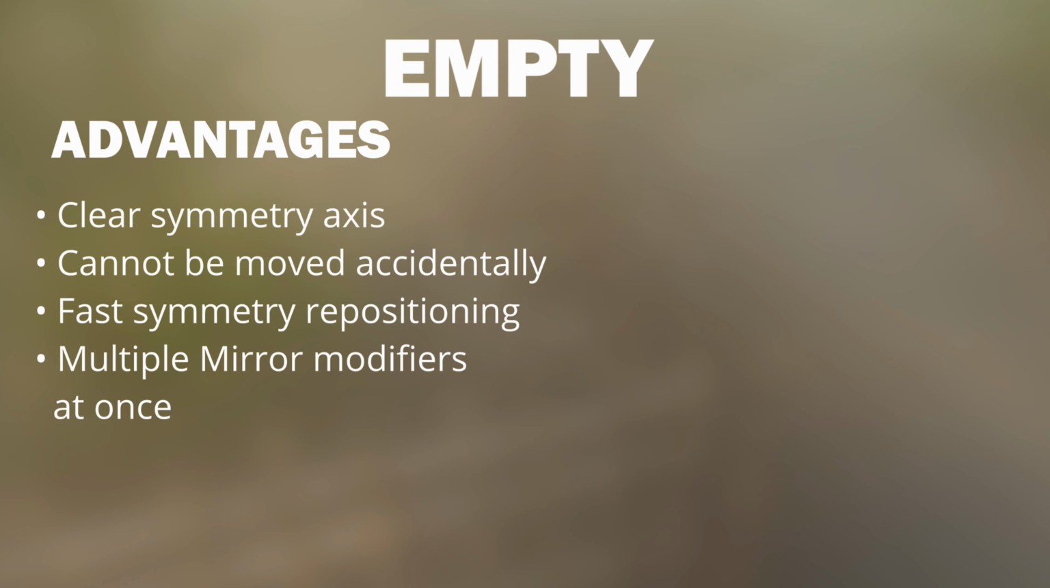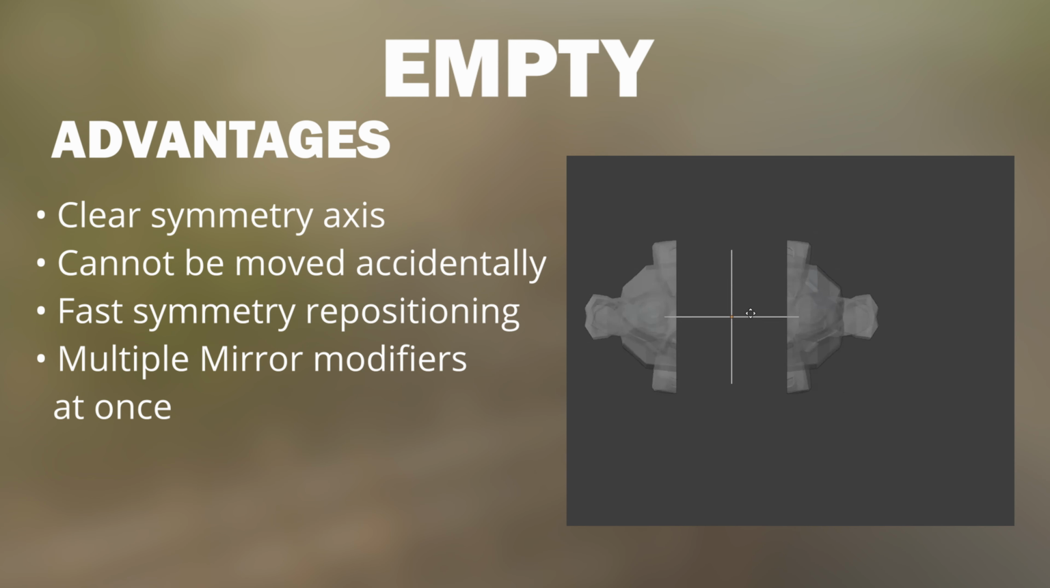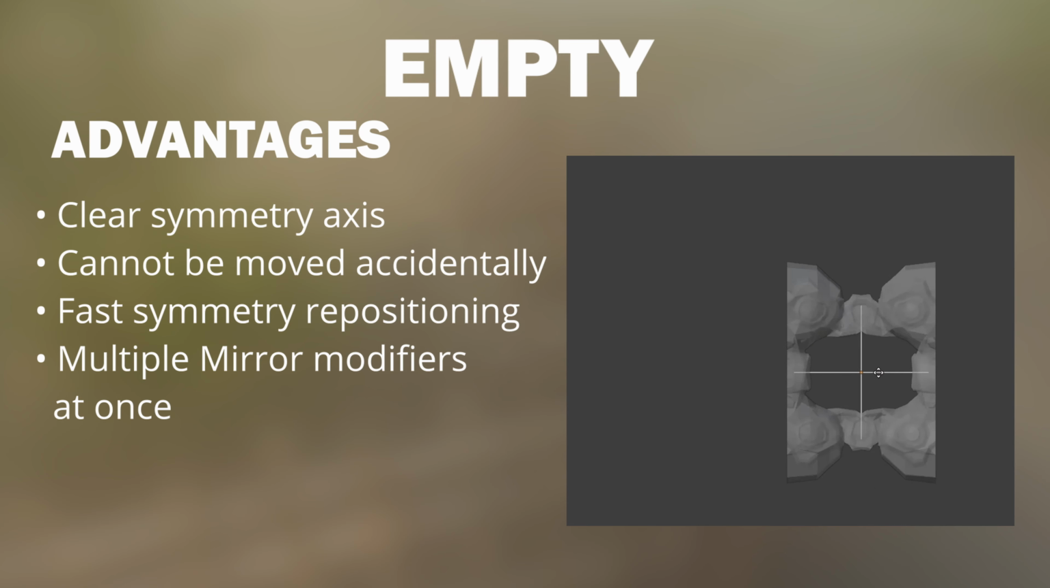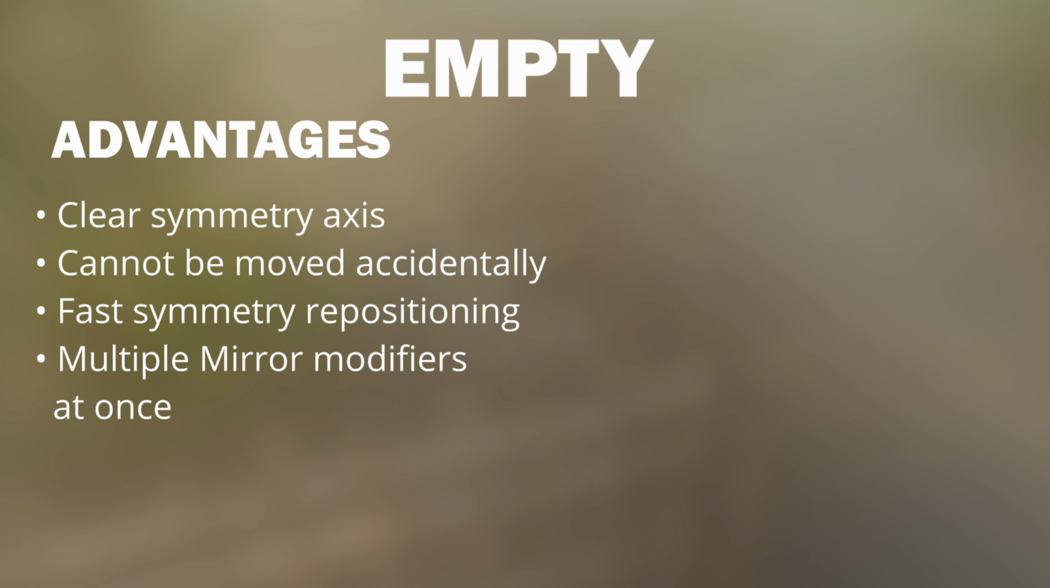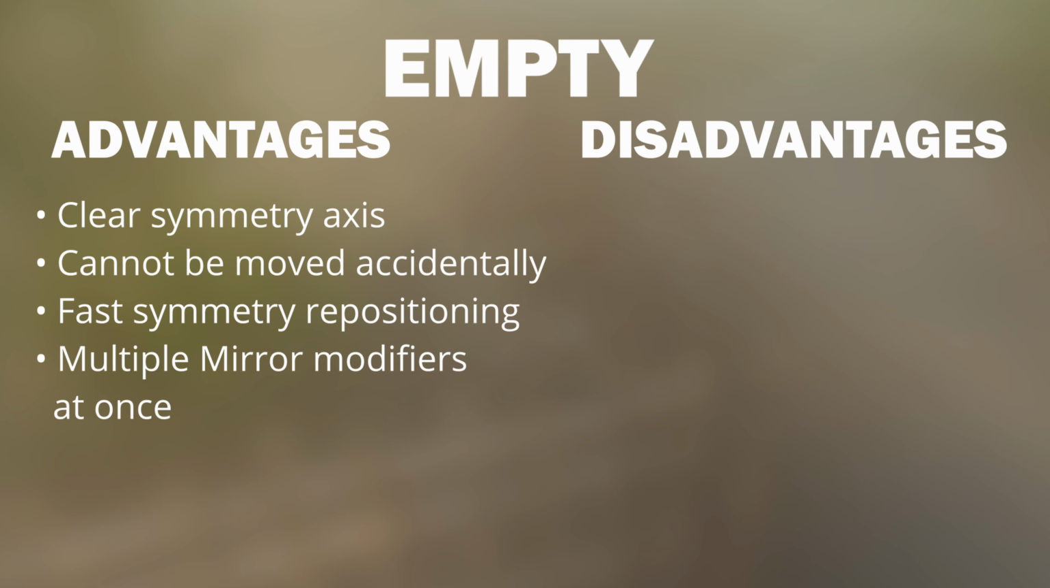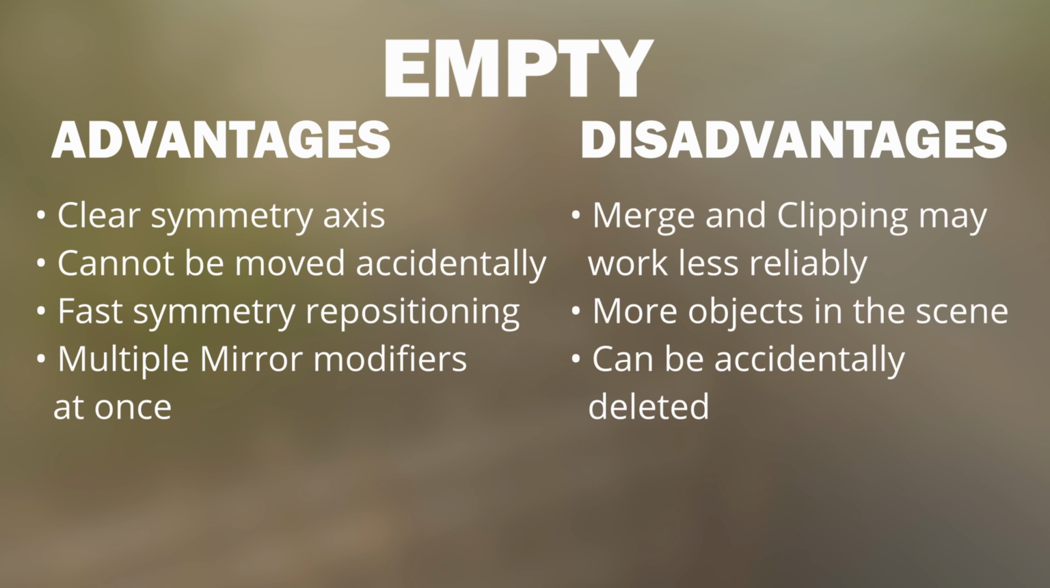Empty. An empty is a new object added to the scene and acts as a fixed anchor for mirroring. Visually, it is a clearly visible axis of symmetry. It cannot move by itself unless we deliberately move it. It allows quick changes to the symmetry position and it's easy to work with when we want to use multiple mirror modifiers at once. The disadvantage is that it bypasses working with the origin.